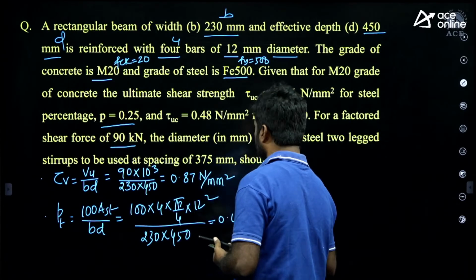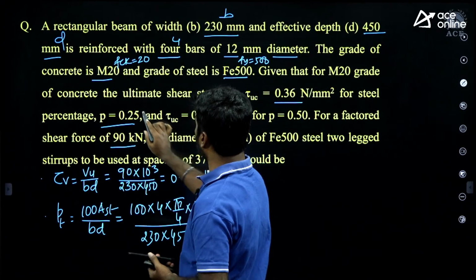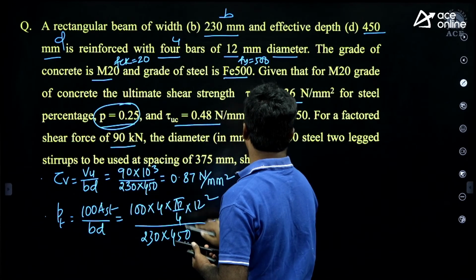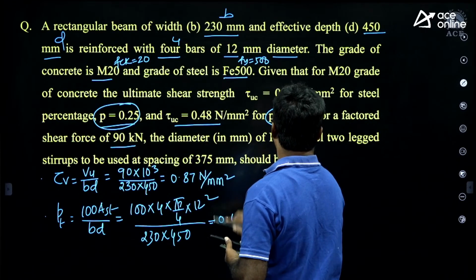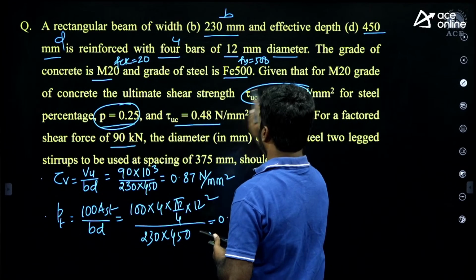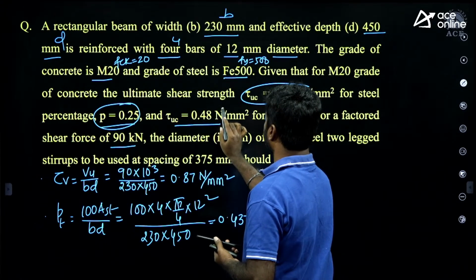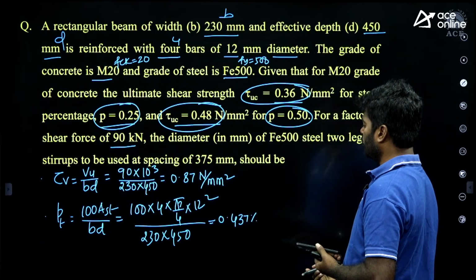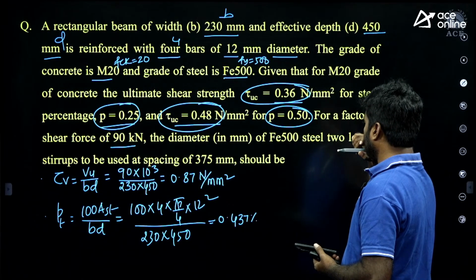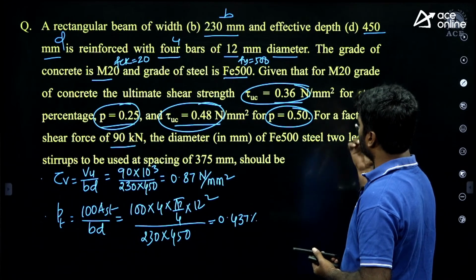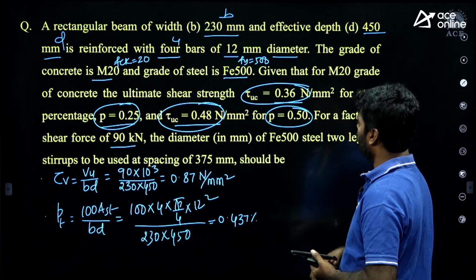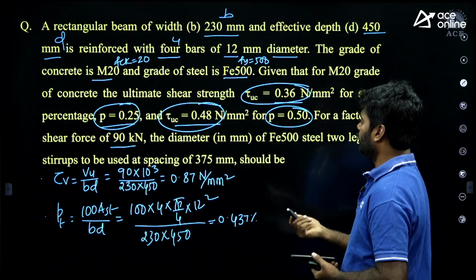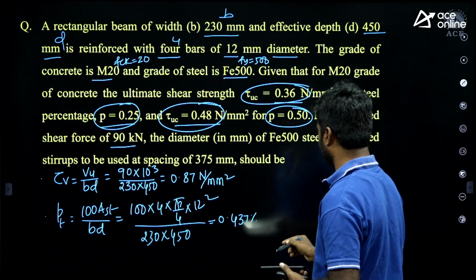0.437 percentage, but actually 0.25 tau C is 0.48 for 0.5. No, this is tau C for 0.25, and this is the tau C for 0.5 percentage, but actually we want it for 0.437. My dear, even if I take 0.5% also, tau C value will be less only, correct? But anyway, we want tau C value, so let us find tau C.